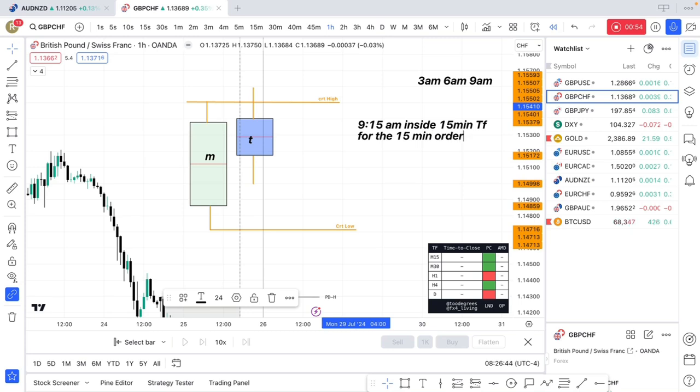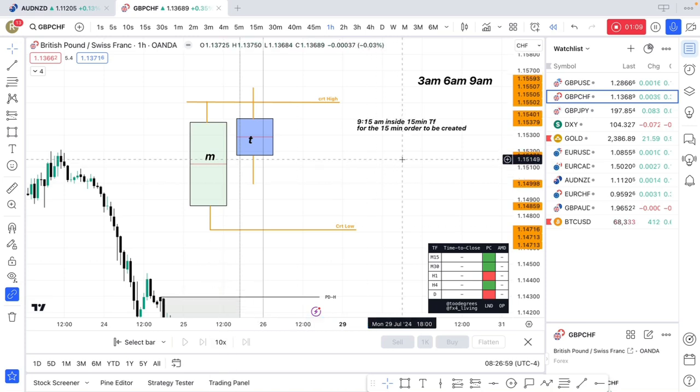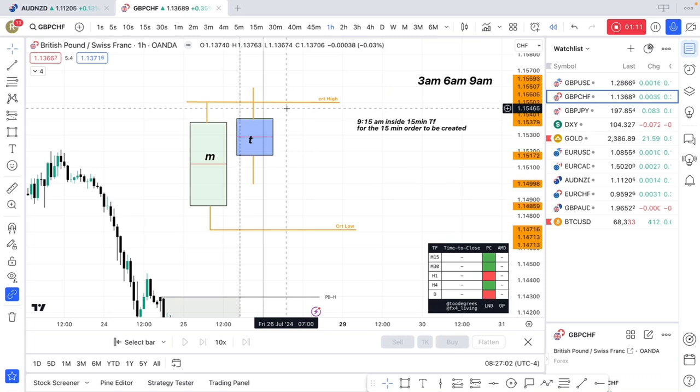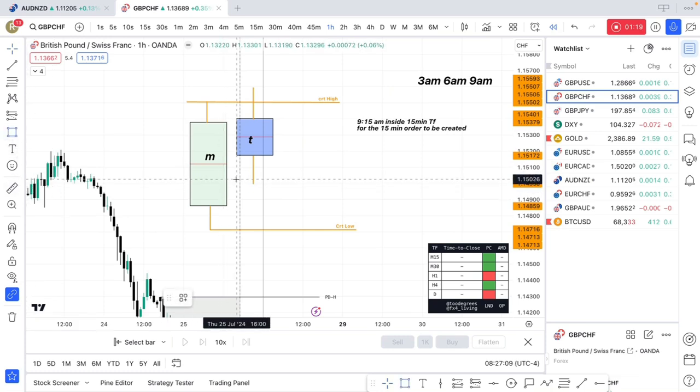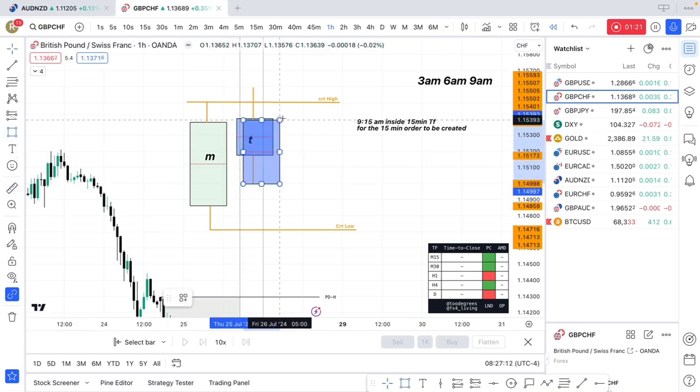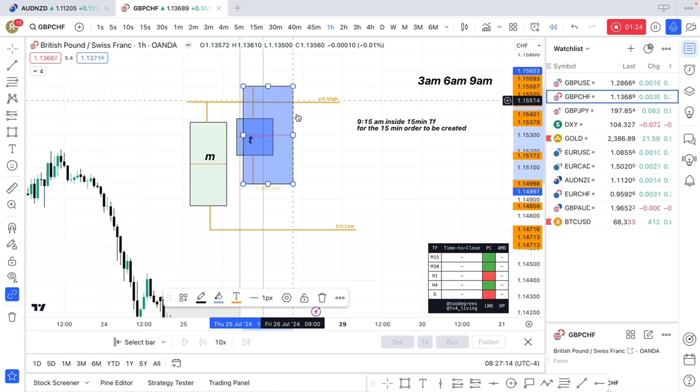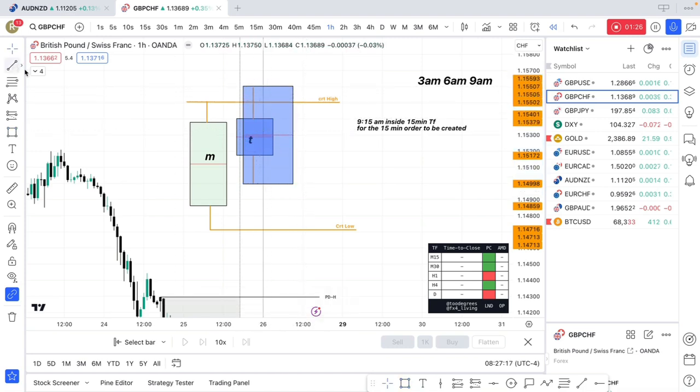for the 15 minutes order block to be created. When that order block is created, then you can find your entry. When your order block is created around this region, in some of the scenarios, you have to look for the midpoint of this range, maybe around this side for an entry.